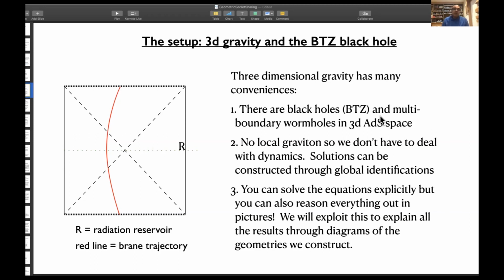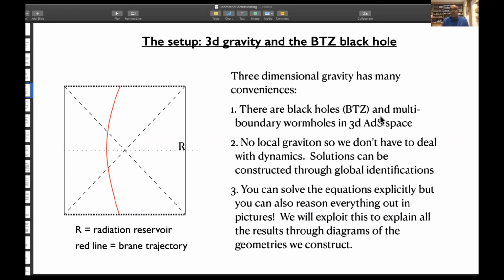Secondly, in three-dimensional gravity, there's no local graviton. And because there's no local graviton, we don't actually have to deal with dynamics. So the kinds of solutions we're going to look for to describe the physics we're interested in can be constructed through global identifications of anti-de Sitter space. That's very convenient. That means you can do explicit calculations of many things that you can't in even higher dimensions.